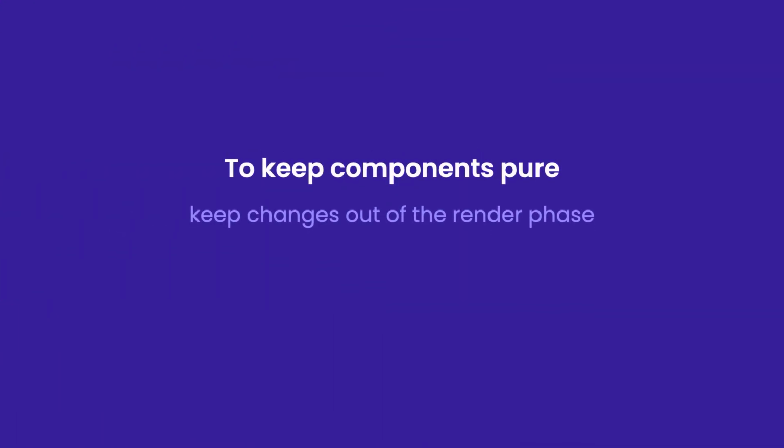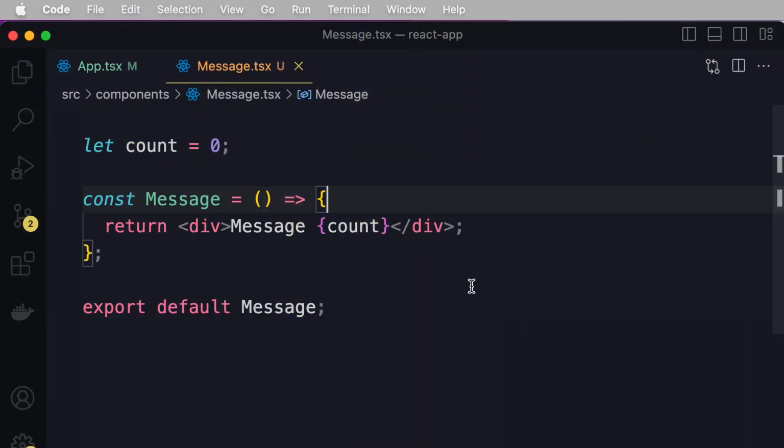But how can we keep our components pure? Well, we should keep any kind of changes out of the render phase. Let me show you what I mean. So for this demo, I've created a very simple message component where we render this piece of text, message followed by the count. Now, count is a variable that I've declared outside of this function.